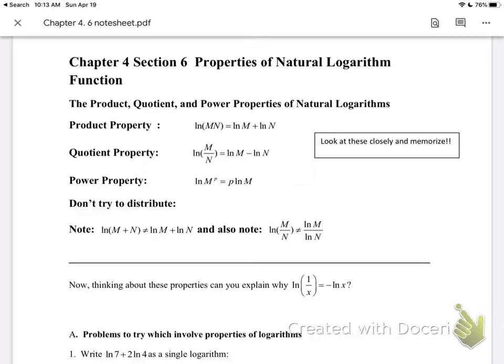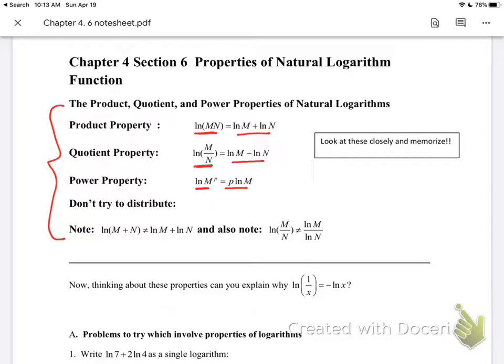Okay, in this video we're going to go over the Chapter 4, Section 6 notes on properties of natural log functions. So the first thing you want to know is you want to commit these properties to memory. Every multiplication is an addition, every division is a subtraction. The power property allows you to bring the power in front.